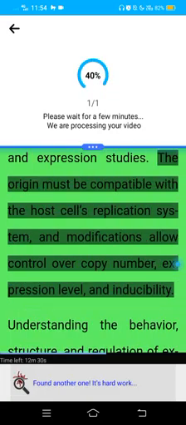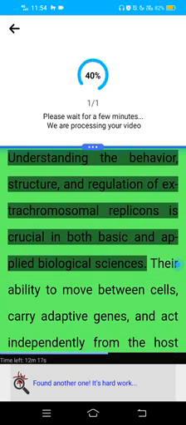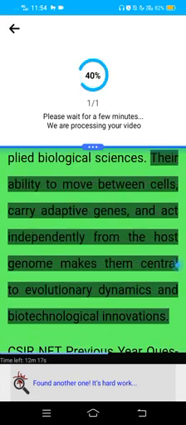The origin must be compatible with the host cell's replication system, and modifications allow control over copy number, expression level, and inducibility. Understanding the behavior, structure, and regulation of extrachromosomal replicons is crucial in both basic and applied biological sciences. Their ability to move between cells, carry adaptive genes, and act independently from the host genome makes them central to evolutionary dynamics and biotechnological innovations.